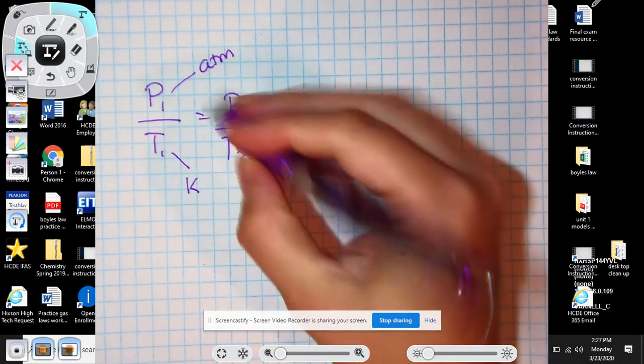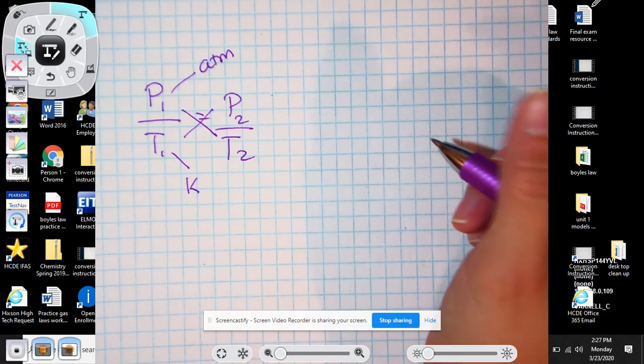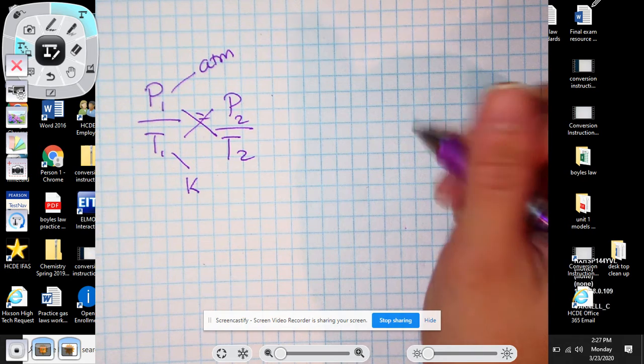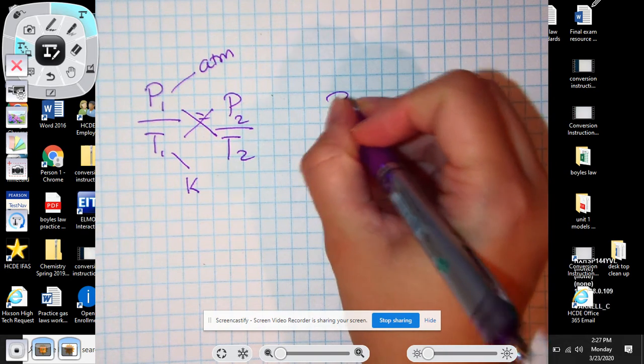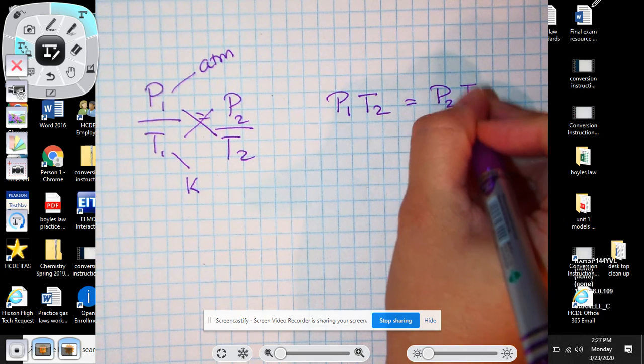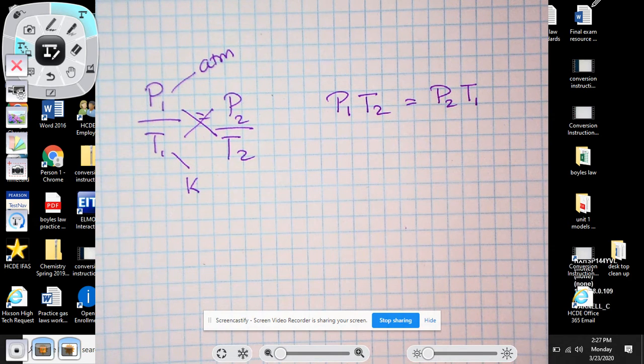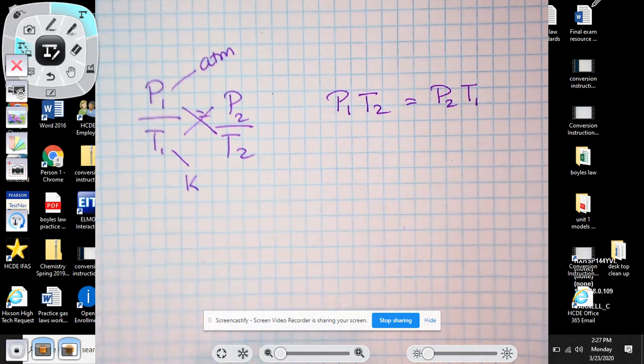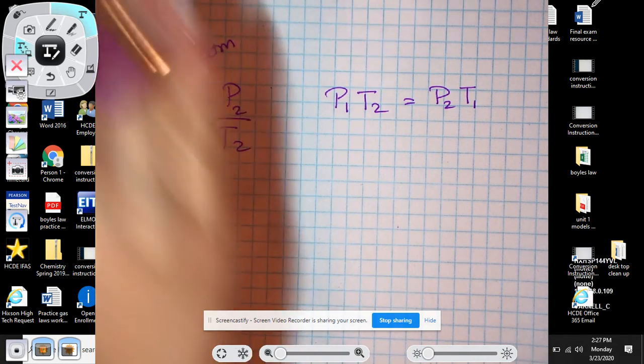The very first step is you're going to cross multiply, just like you did with Charles' law and now Avogadro's law. And it's P1 times T2 equals P2 times T1. I'm just going to circle what you're looking for and move on from there. At this point, if you know what you're doing, you can go ahead and stop the video, but I'm just going to keep the video going with examples for those that need the example.